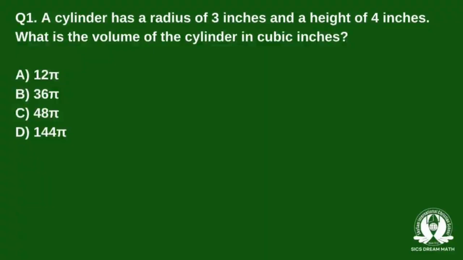A cylinder has a radius of 3 inches and a height of 4 inches. What is the volume of the cylinder in cubic inches?